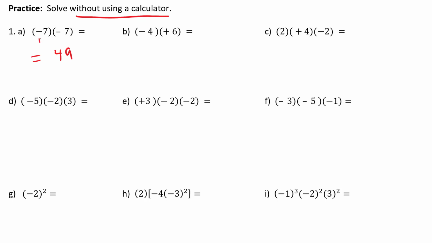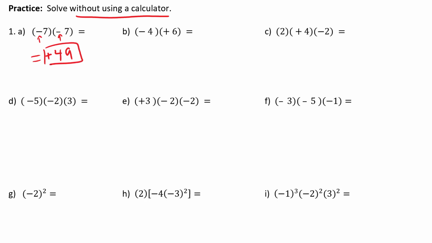And here we have two negative numbers, a negative and a negative. And remember from our previous lecture, if we have several negative numbers multiplied together, if we have an even number of negative numbers, it's going to be a positive number. 2 negatives make a positive, 4 negatives make a positive, 6 negatives make a positive. If we have an odd number of negatives, then it makes a negative. 1 negative is negative, 3 negatives are negative, 5 negatives are negative. So in this case here, there are 2 negatives. So in this situation, it is positive 49 is the answer.